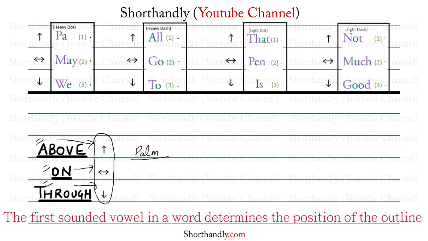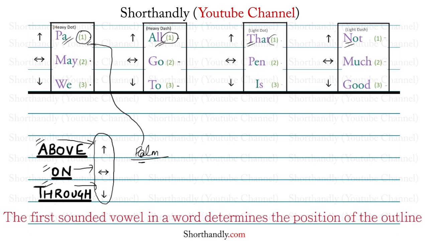This simply means that if you pronounce this word, it goes like palm, and the first vowel sound that we are getting from this word is ah. This ah sound is the same as we get in the pa vowel. Now if we see all the vowels which are on the first place, like this pa vowel, this all vowel, this that vowel and this not vowel, all these four vowels are on the first place, as you can see here.